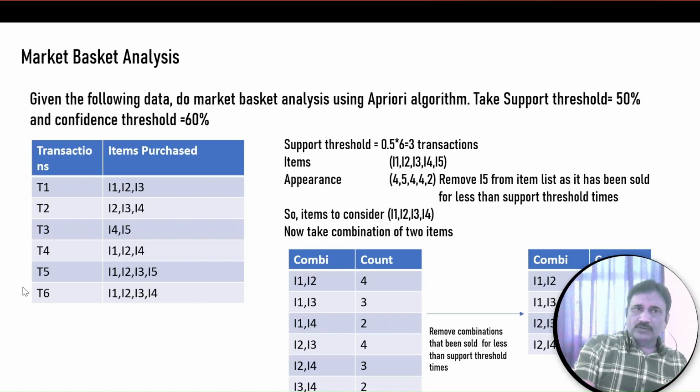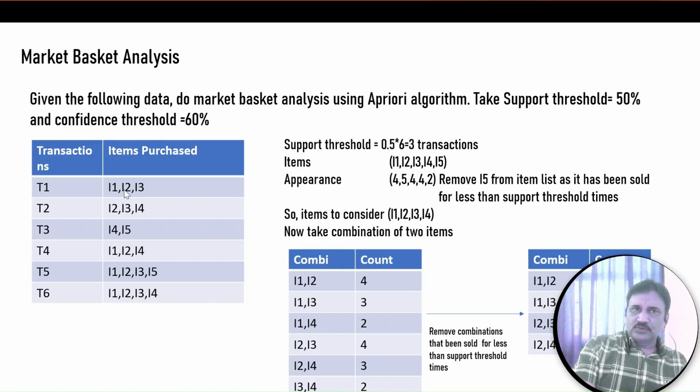You have 6 transactions here, and not every item is there in each of the transactions. For example, in transaction T1 you have I1, I2, I3. In transaction T2 you have I2, I3, I4. Now, to find the support, you count in how many transactions I1 was there. I1 is in the first transaction, second, not in the third, and in the fourth, fifth, sixth. So I1 appears 4 times out of 6 transactions. So support for I1 is 4.